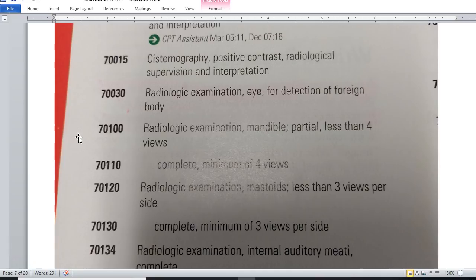And the biggest part of this is double checking any type of modifier. Because remember, modifiers TC and 26 are for when we have radiologic equipment that is not owned by the facility. Okay, some facilities rent their equipment, some facilities own their equipment. If the facility owns their equipment, there's no modifier because the doctor that owns the equipment is also the one taking the X-ray and reading and writing the report.